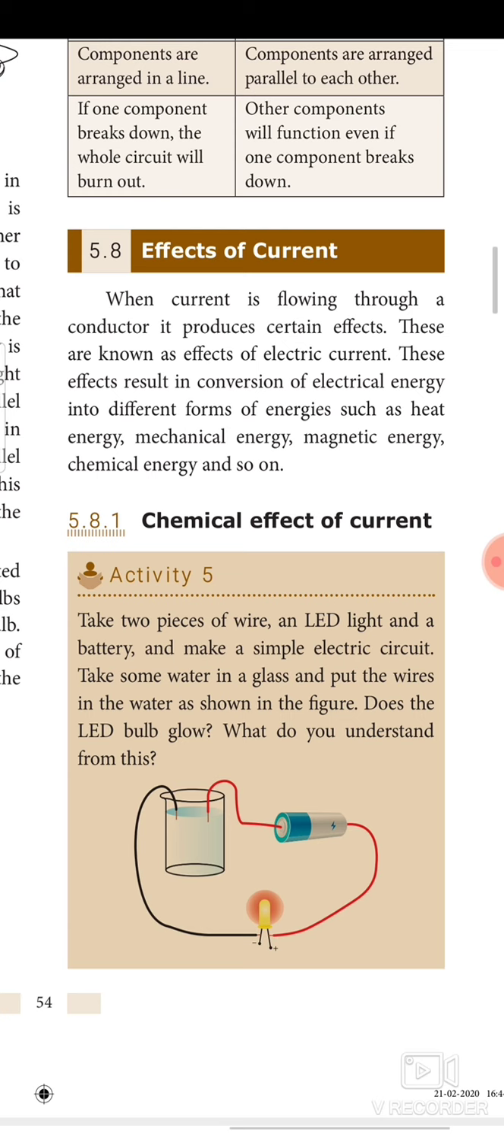Let's first see the chemical effect of current. What is the chemical effect of current? There will be an electrolyte. If you pass current through that electrolyte, it will separate into positive and negative ions.